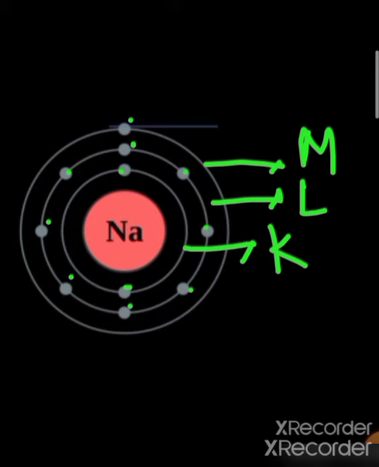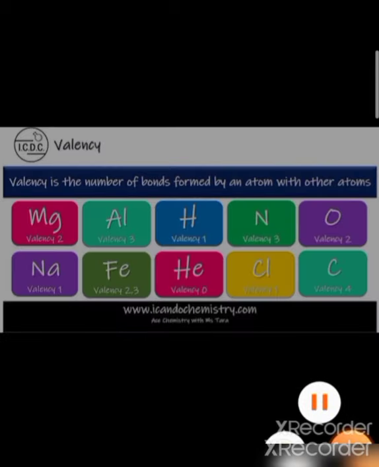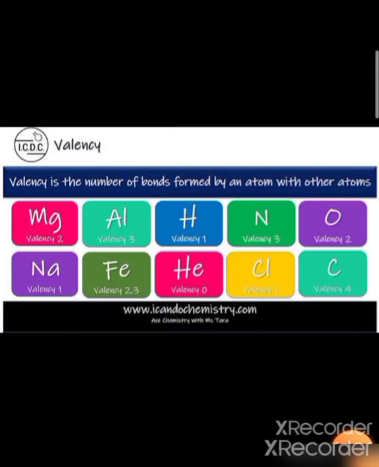In magnesium, the valence shell contains 2 electrons, configuration 2, 8, 2, then valency is 2. Now, valency is also the number of bonds formed by an atom with other atoms. As you wish, you can write that. Just like magnesium, atomic number is 12, configuration is 2, 8, 2, valency is 2.